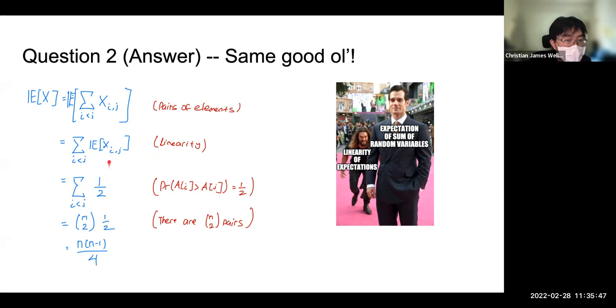And then note that the probability of this happening is half. This is what we computed, right? And I hope you can recall how many pairs there are such that i is less than j. It's n choose 2 pairs. There are n choose 2 pairs. And this is the value that you get, which is the same answer as in the assignment.